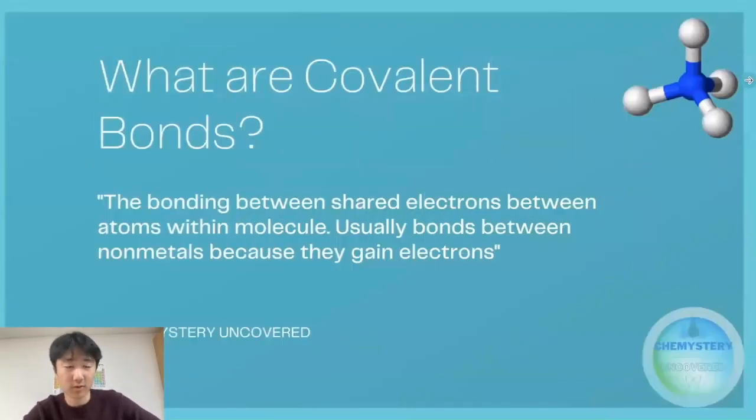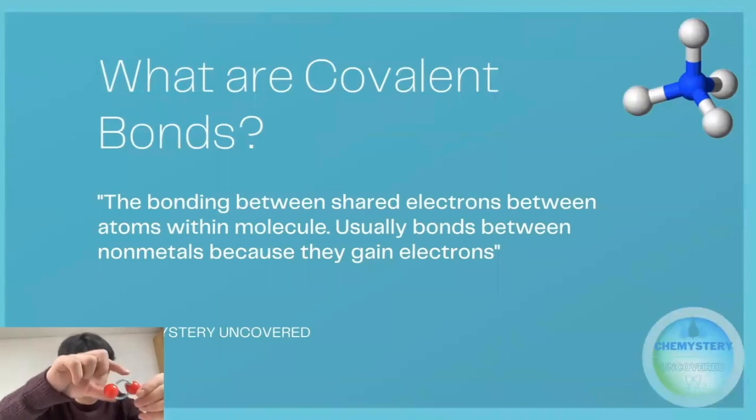Now, before we start with this, what are covalent bonds? What are the bonds holding this tetrahedral in this presentation together? What are the bonds that hold these two atoms, the green atom and the white atom, together? What are the bonds that hold these two atoms together? And what are the two bonds that hold these two atoms together? Like, what are these covalent bonds? Essentially, covalent bonding is the bonding between shared electrons between atoms within a molecule. Shared bonding, which are these bonds right here, shared electrons between atoms within a molecule, right?